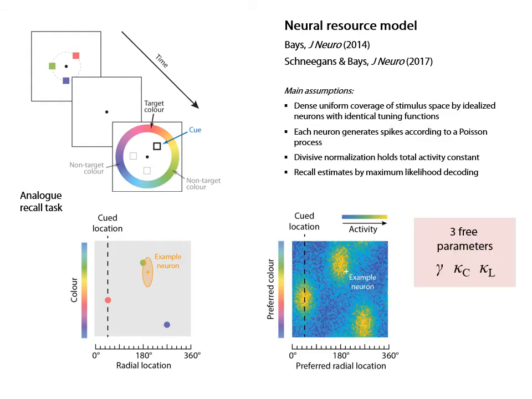The activity of a large population of such neurons encodes the visual features of the stimulus array so that an estimate can be retrieved for the colour at a location indicated by the cue. This retrieval is imprecise because the activity of each neuron is corrupted by Poisson noise, and a mechanism of divisive normalization means that the total activation reflecting all items in the array is held constant. The model has very few free parameters, one fixing the total population activity level, and one for each of the stimulus dimensions determining the tuning width, so 3 in total here.